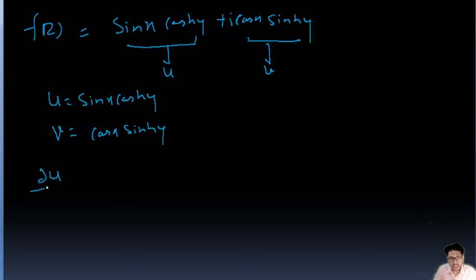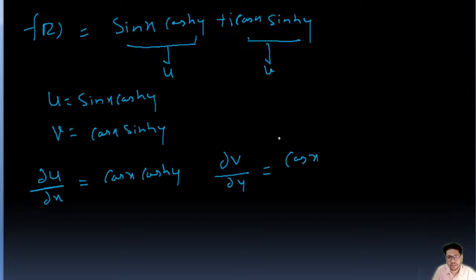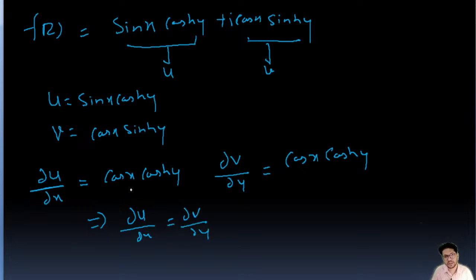Now we'll find del u upon del x, that is cos x cos hyperbolic y, since the differentiation of sin x is cos x and cos hyperbolic y remains as it is. Now del v upon del y, the differentiation of sin hyperbolic y is cos hyperbolic y, so it is cos x cos hyperbolic y. This equals del u upon del x, so the first condition is satisfied.